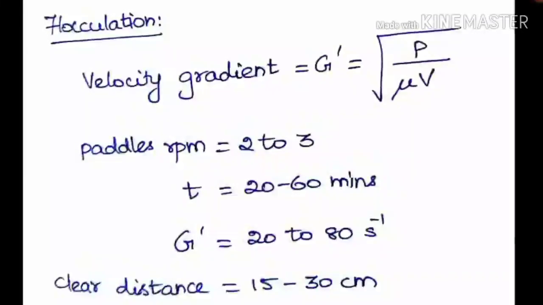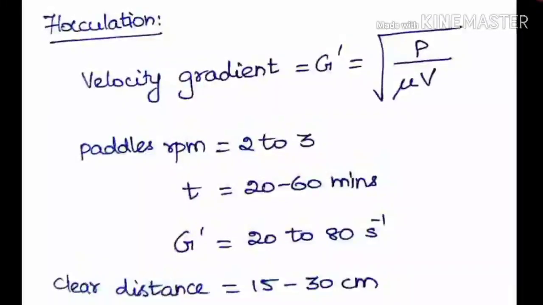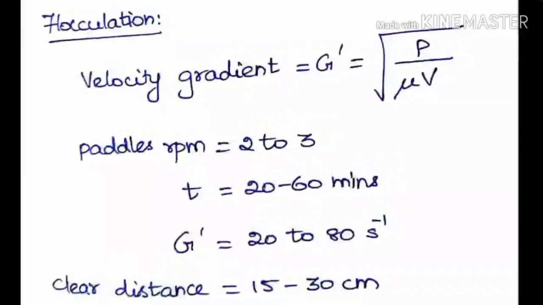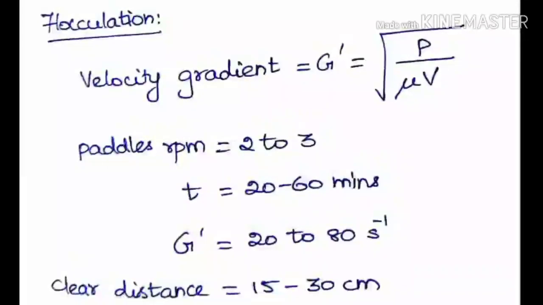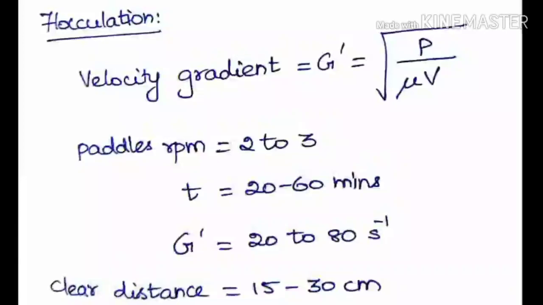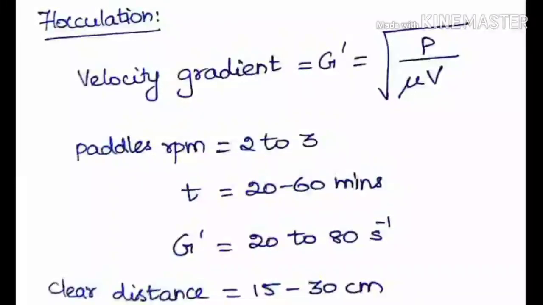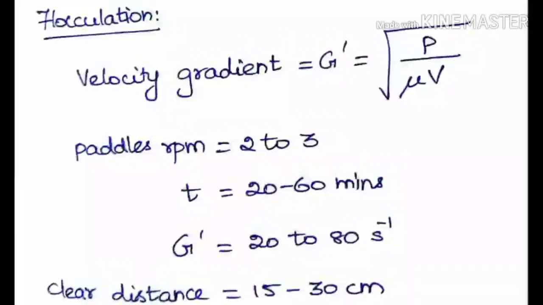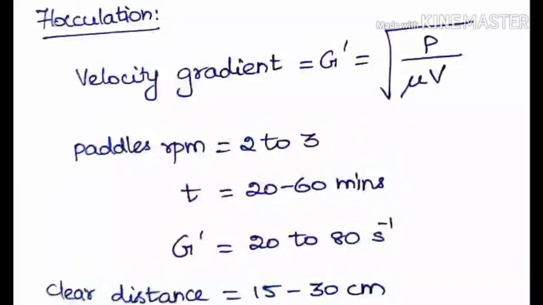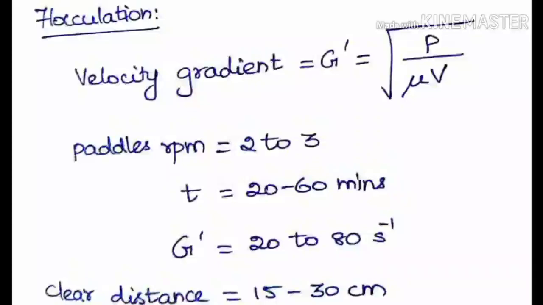The detention time of this flocculation tank is just 20 to 60 minutes, and the velocity gradient should be maintained in the range of 20 to 80 per second, and the clear distance between the paddles and the walls, either on the side or at the bottom, that is the floor, has to be maintained as 15 to 30 centimeter.